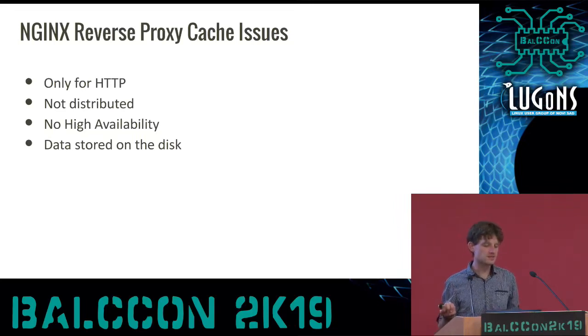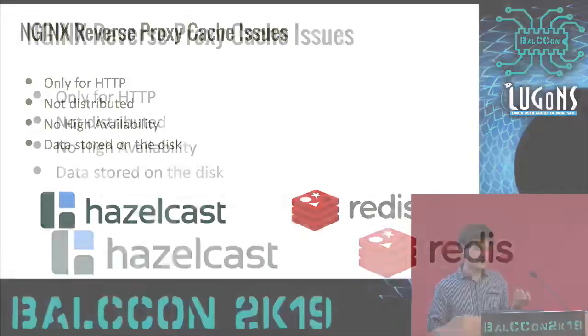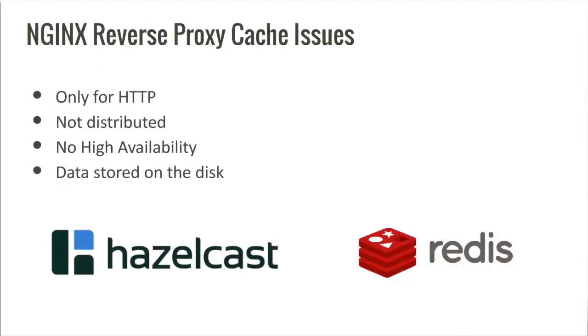It's not distributed. It is not highly available, and the data is stored on a disk, which again might not sound like a big problem. However, it is a big deal in this in-memory data grid area, that you would like to be guaranteed that your data is in memory. What you could do is use a plugin to Nginx. However, for Hazelcast the plugin does not exist, and for Redis it exists, but it's not mature at all, so I would not recommend it for production, but this is something you can use.